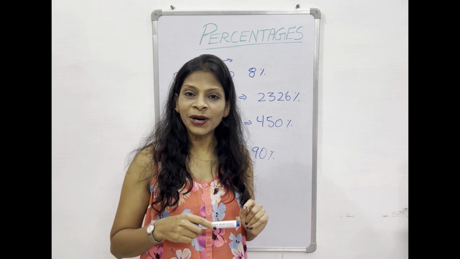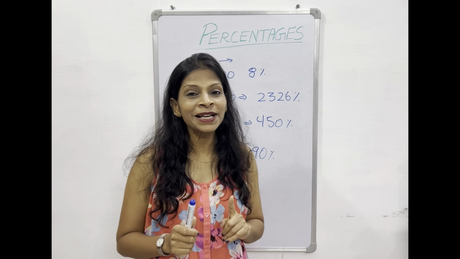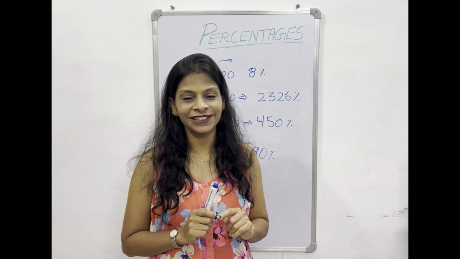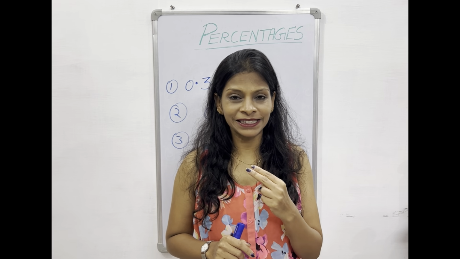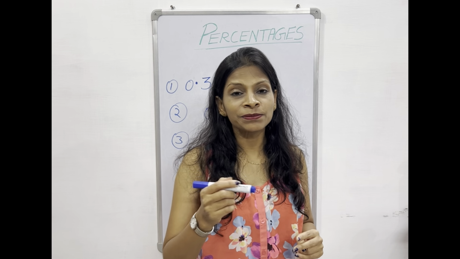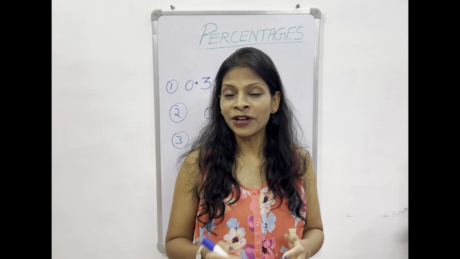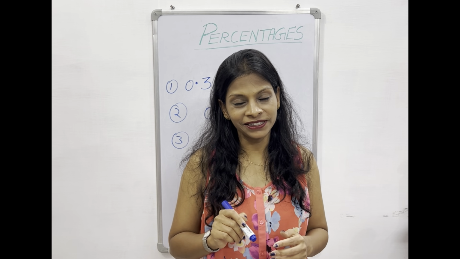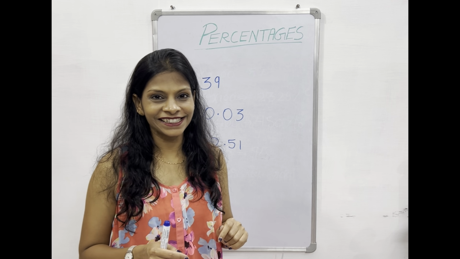And now it's your turn to solve a few questions because understanding is incomplete without practicing it yourself. Before you start solving these questions, just remember these two simple steps. Number 1, shift your decimal 2 points towards the right because we are multiplying by 100. And the last step, don't forget to put the percent symbol. I want you to pause the video here and solve these questions.